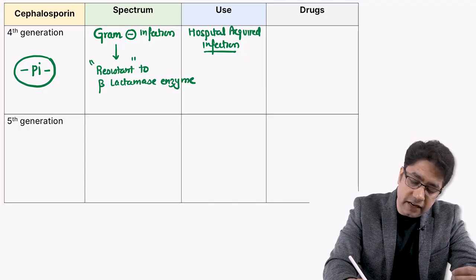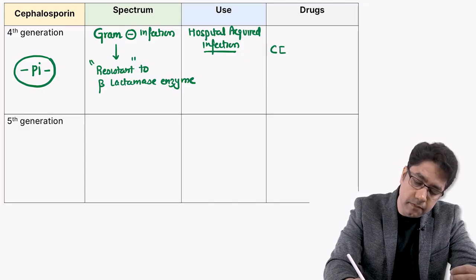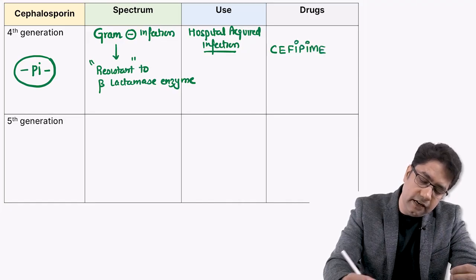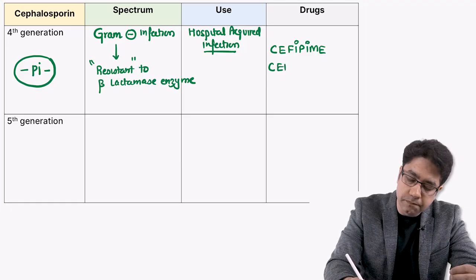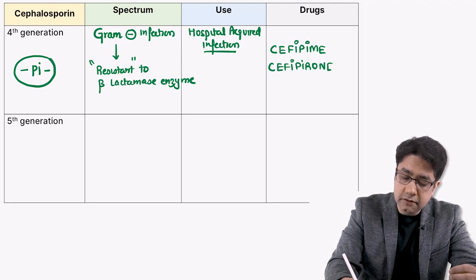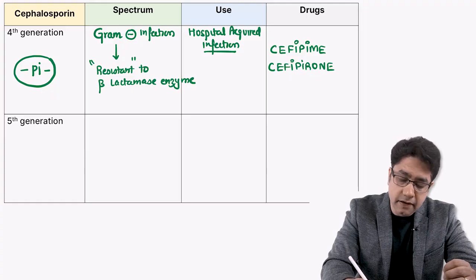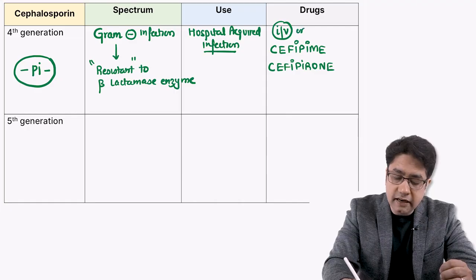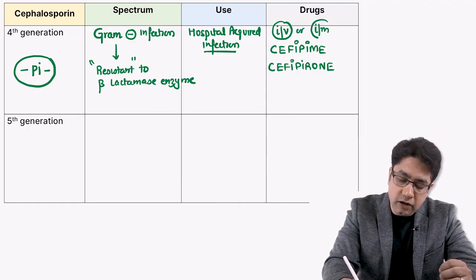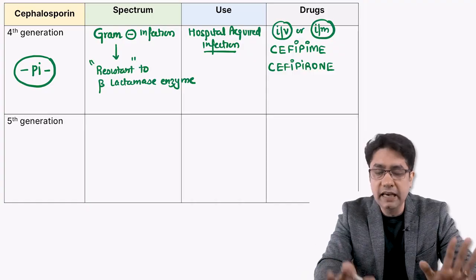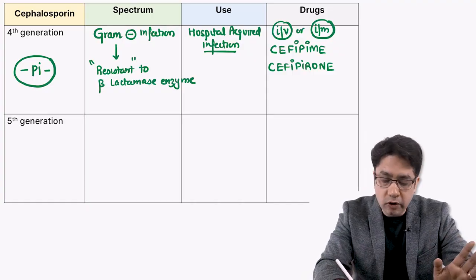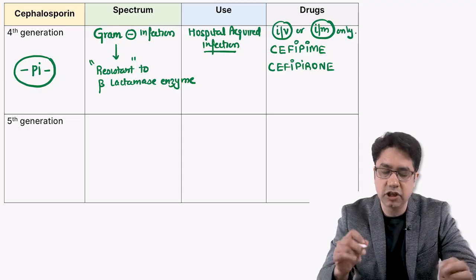So the first drug we have is cefepime. So we can see pi word is coming. And the second drug we have is cefpirome. Again, pi word is coming. So these cephalosporin, they are only and only parenteral. That means they can be given intravenously or they are given as an intramuscular injection only. They are not given orally. So they are only given by injection.